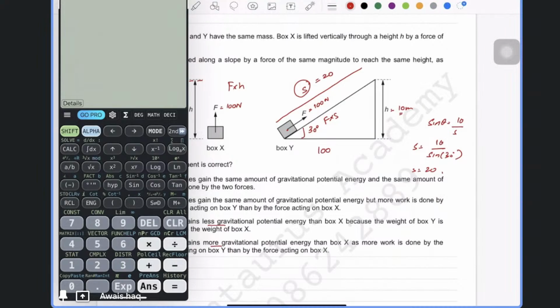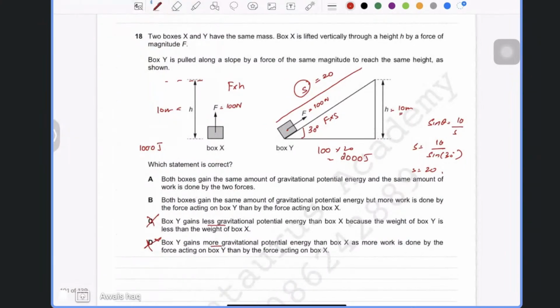And then if you do it, one would do more, one would do less. So it means that obviously they will have different work done, because of the force direction and the distance moved, but both gain the same potential because they have the same height. So it should be B. Is it clear, everyone?